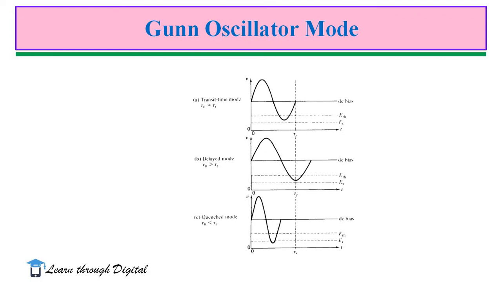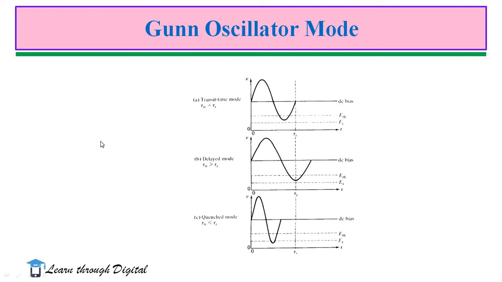For the transit time domain mode, when the electron drift velocity is equal to the sustaining velocity, the high field domain is stable. The oscillation period is equal to the transit time. Here we represent this as tau naught is equal to tau T, the transit time. The efficiency is below 10% because the current is collected only when the domain arrives at the anode.